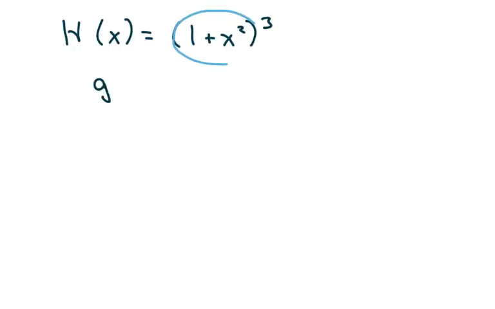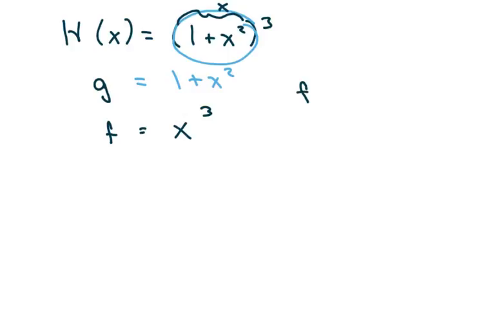We're going to have h of x equals 1 plus x squared, cubed. So we're going to let g be the inner function, which is this part. And we're going to let f be the outer function. So this whole thing is x. So that would be x cubed.